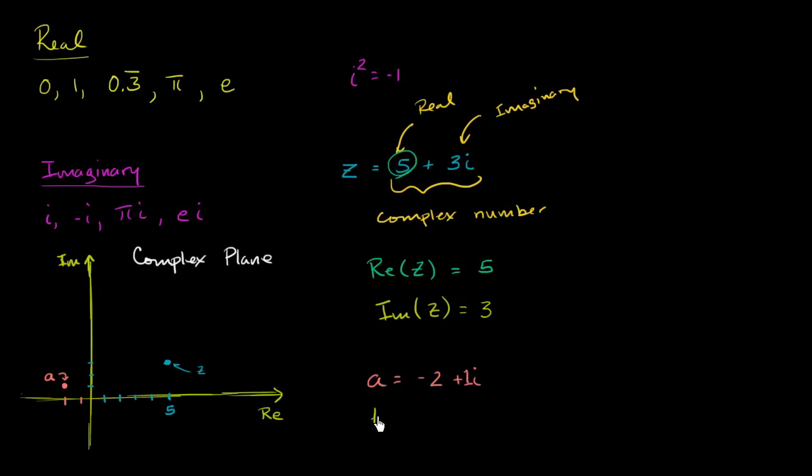And let me just do one more. Let's say you had the complex number b, which is going to be, let's say, 4 minus 3i. Where would we plot that? Well, 1, 2, 3, 4, and then, let's see, minus 1, 2, 3, or negative 3 gets us right over there. So that right over there would be the complex number b.